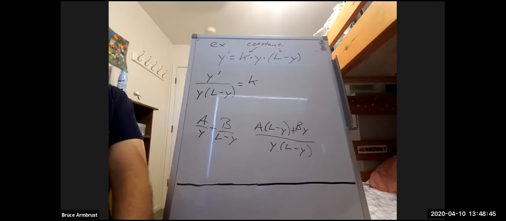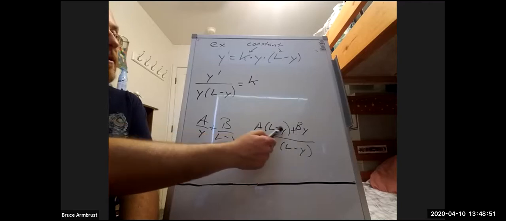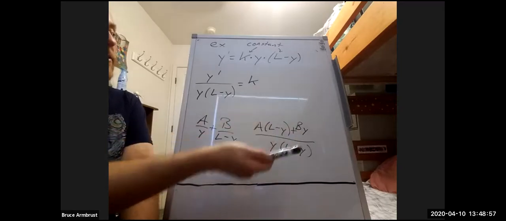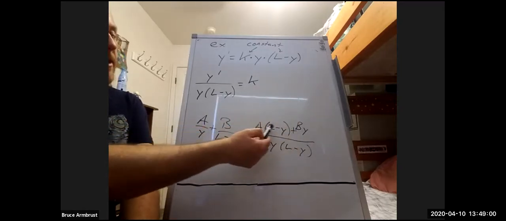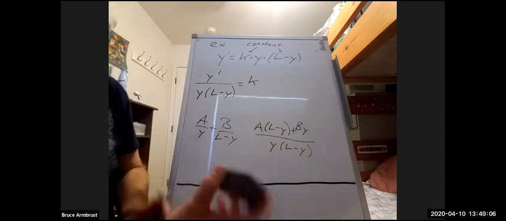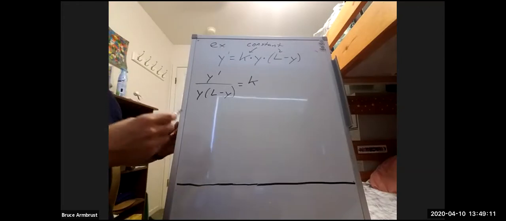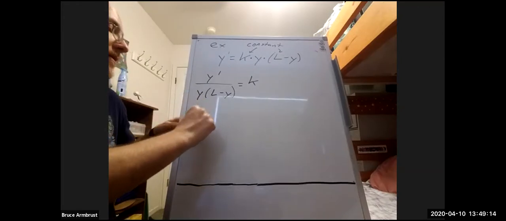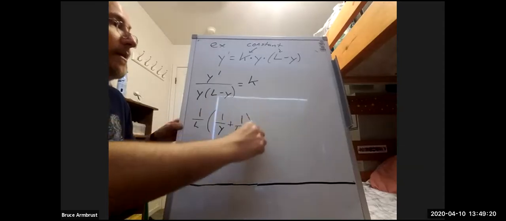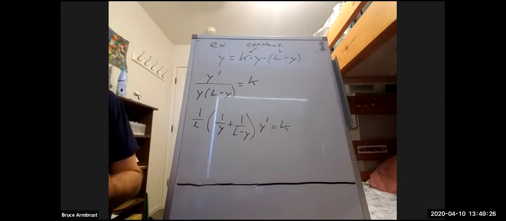The other way you can do it is by plugging in L or plugging in y equals 0, because if you plug in L, this piece goes away and you're left with LB, that has to equal 1. If you plug in 0, that's gone, you're left with LA, that has to equal 1. But regardless, you go through this process, we break it apart, and what we end up with is 1 over L times 1 over y plus 1 over L minus y. And this we can integrate.